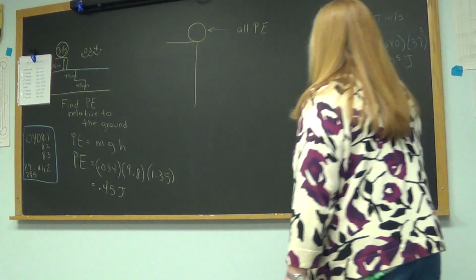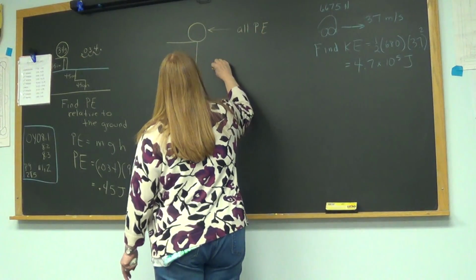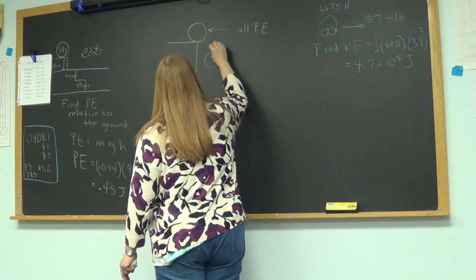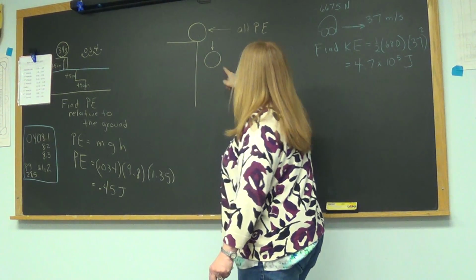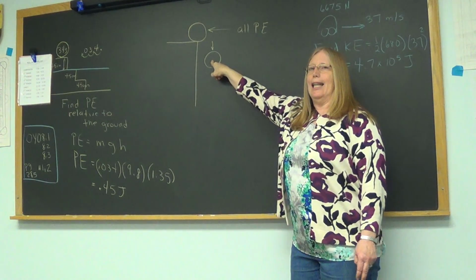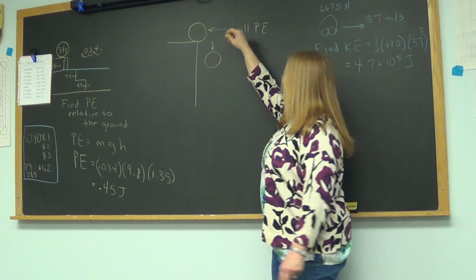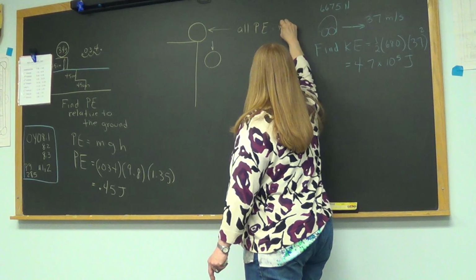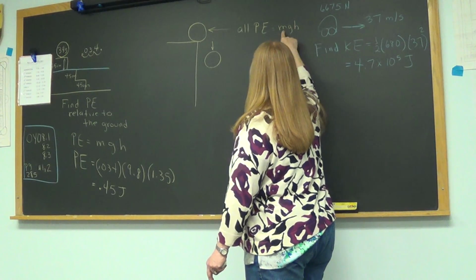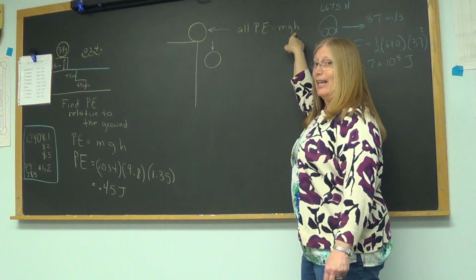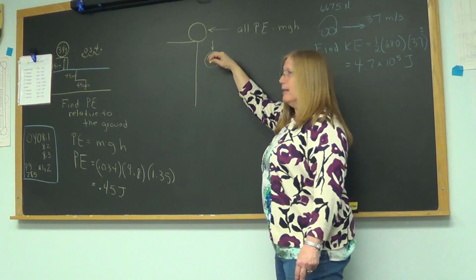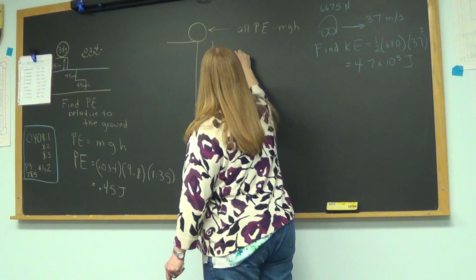When the boulder begins to fall, let's take a snapshot of it, and it's going to go part way down. So say it falls to here. Now, do we have more PE or less PE? Remember, PE is mgh. The mass is going to be the same and gravity, but the h has lessened. It's not as high as it was, so we have less PE.